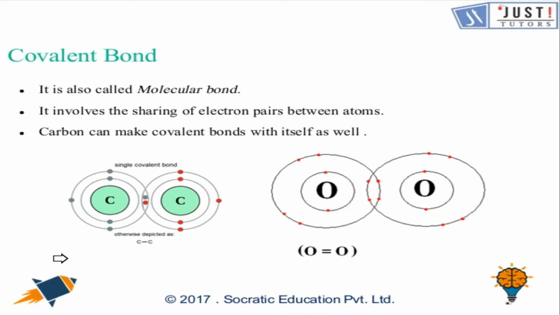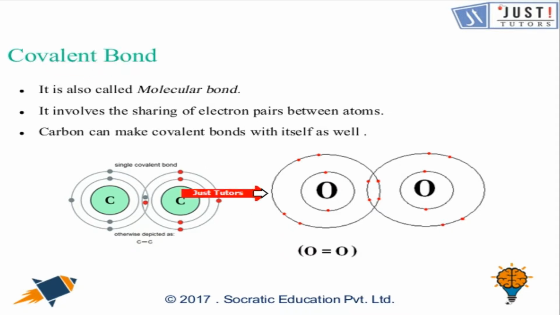Now, covalent bond. Two types of bonds we know, when any reaction takes place and any compound is formed: one is covalent, and another is ionic. In an ionic bond, transferring of electrons takes place, but in a covalent bond sharing of electrons takes place. This is also called a molecular bond.